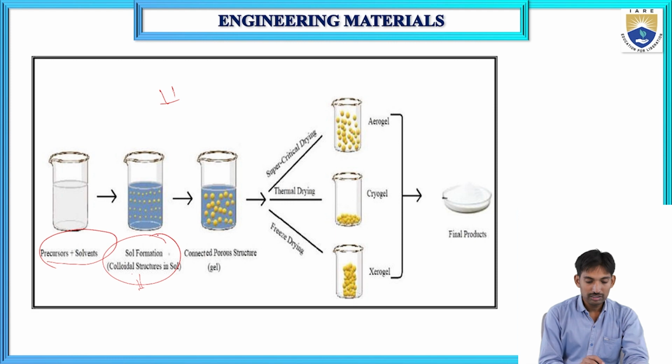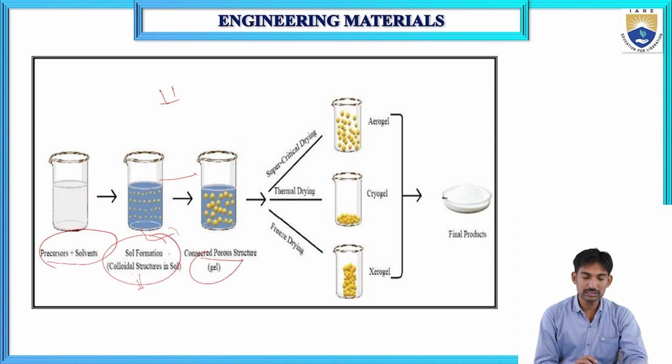That is called sol. These sols are again connected to form a porous structure. Again, it is converted to porous structures. That is the gel form. By using polycondensation reactions, it forms the gel. And this gel, by using different techniques such as supercritical drying, forms an aerogel.